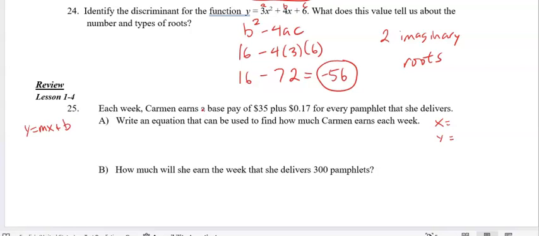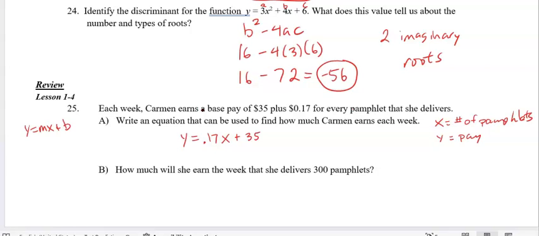So we're told that she earns $35 flat, and then the rest of her pay will depend on how many pamphlets she delivers. So I'm going to let x represent the number of pamphlets she delivers, and then y will represent her pay. And so when we put that all together in y equals mx plus b, she gets 17 cents for every pamphlet, which we're saying is x. And then she gets this $35 regardless of how many pamphlets. So that's going to be the answer for part A.